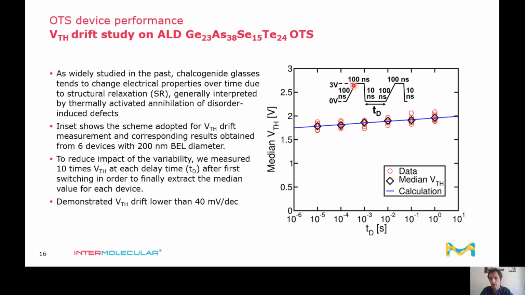As we can see in the inset, we apply 2 subsequent pulses with different time delays. Every time, we measure the threshold voltage for the second pulse after a different time delay. We apply this type of algorithm 10 times to measure the threshold voltage, and we extracted the median value for each delay time. We were able to create a simple model to reproduce the data, and to demonstrate a threshold drift lower than 40 millivolt per decade. It is a pretty good result, also compared with PVD OTS results shown in literature.